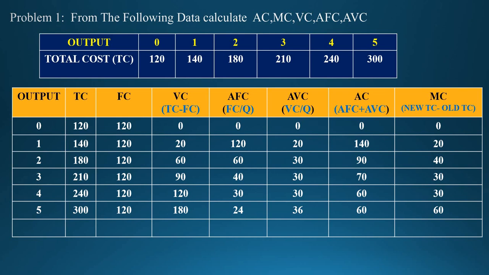Now first we have to calculate the FC, that is fixed cost. What do you mean by fixed cost? Already in the last class we discussed that fixed cost is the cost which remains constant and even exists at a zero level of output, correct?